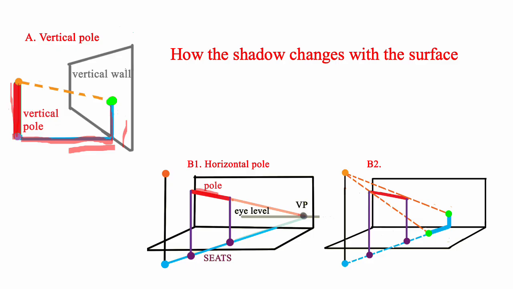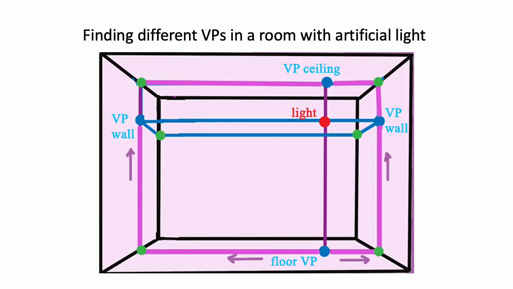Here we have a horizontal pole, and we established the seats. So extend both of them until you can find the vanishing point on eye level, as if this wall didn't exist. Then, when the shadow hits the wall, it goes vertically up because the wall is vertical and because this imaginary seat is vertical. The shadow vanishing point outside is always on the horizon, but with artificial light, it can be on any surface.